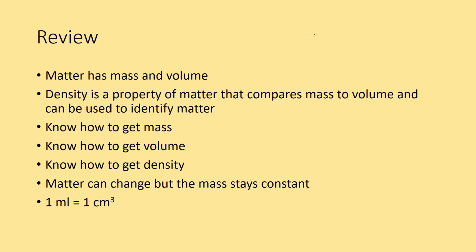Okay. So here's a review of what we learned. Matter has mass and volume. Yay, that's what makes it matter. Density is a property of matter and compares mass to volume and can be used to identify matter. If something is more dense than something else, it'll sink. If something is less dense, it'll float. We have to know how to get mass: balance. How to get volume: graduated cylinder, or measure and multiply. How to get density: D equals m over v.